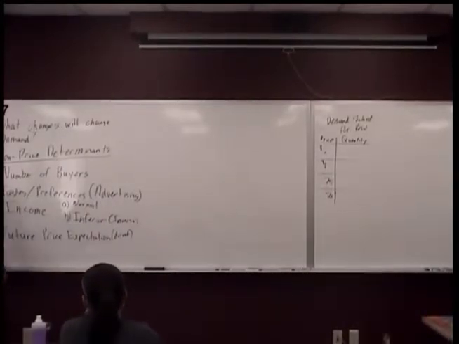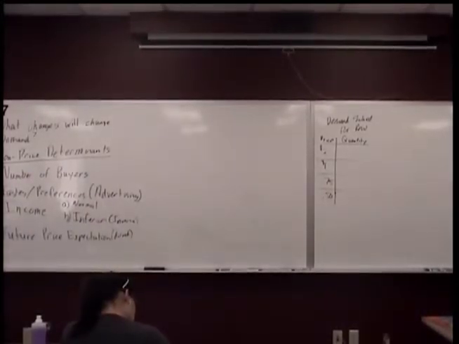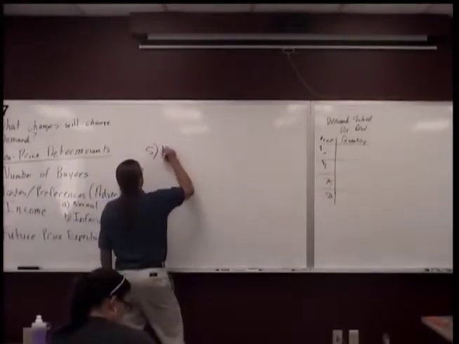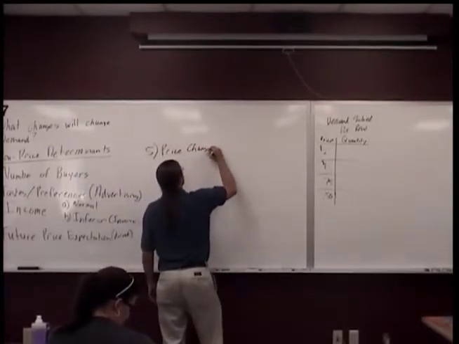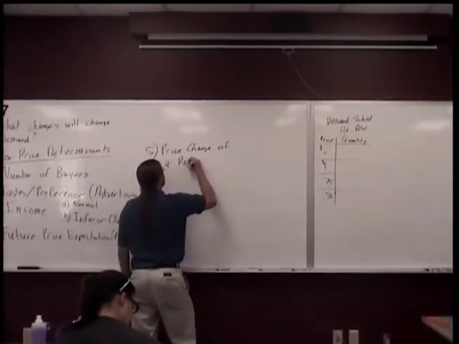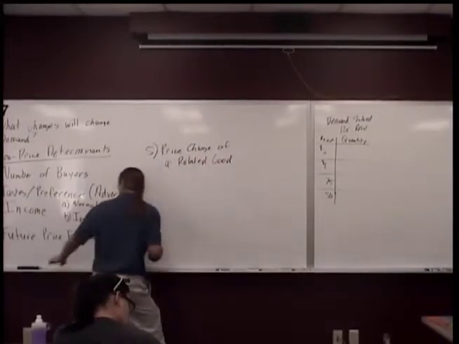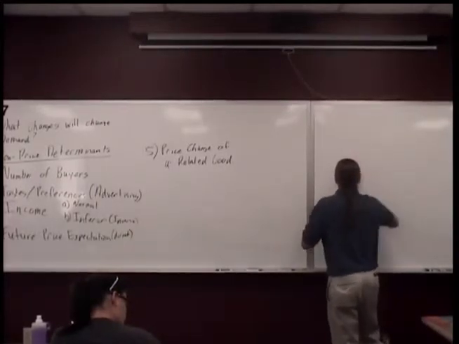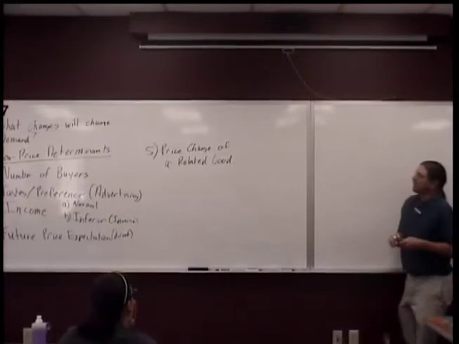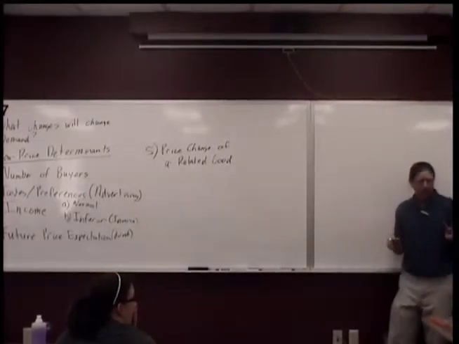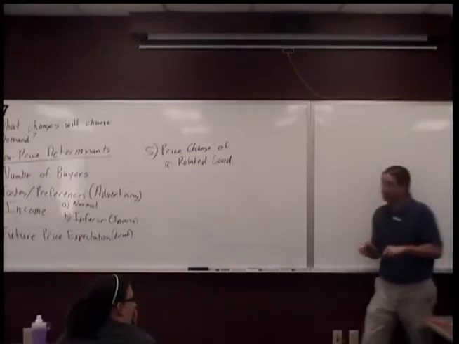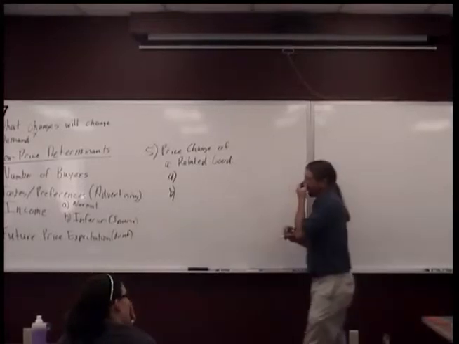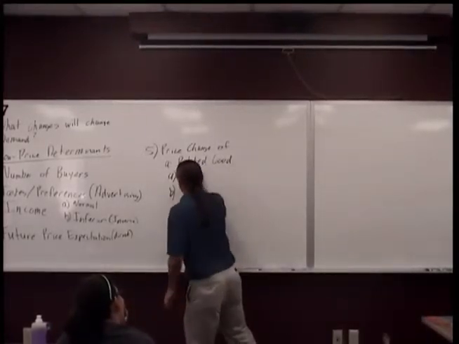And I know I'm running out of time, and I told you there was 5, so there's one more. And this one's a little bit complicated, so let me write it off to the side. Price change of a related good. Now, there are 2 types of goods that are related to your good. It's similar to this normal and inferior thing. Some of your goods are substitutes.